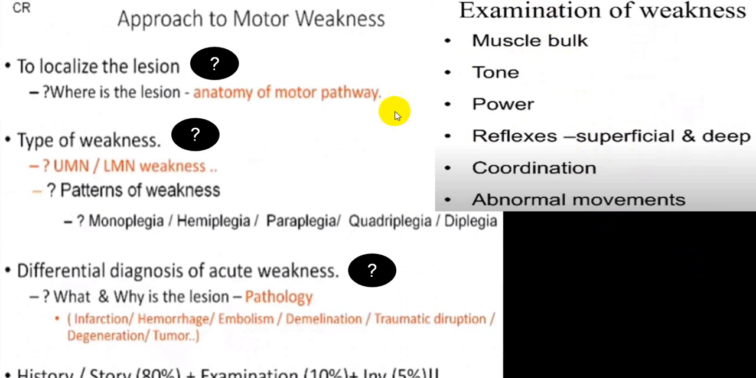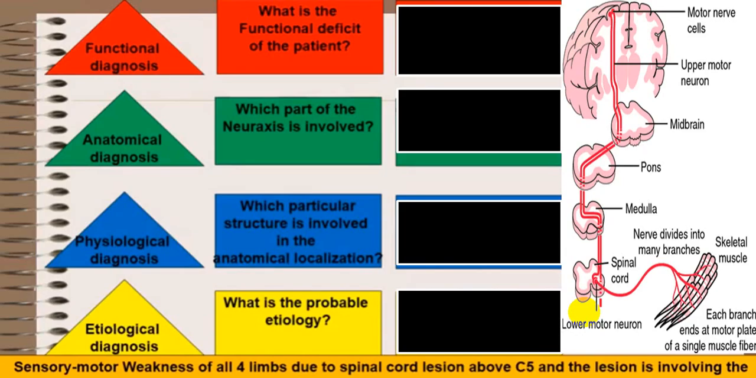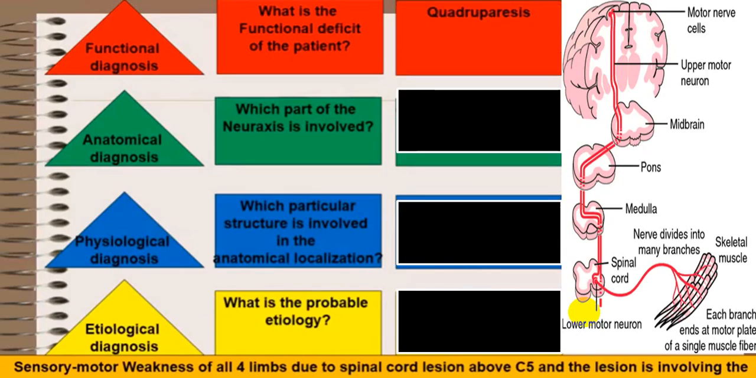So whenever you want to make out, you will have to look at where is the lesion, what type of lesion, and then you go for whether it is embolism, hemorrhage, infarct, demyelination, what it is. And this you will have to establish by a good history, good CNS examination, etc. So you will have to establish that.